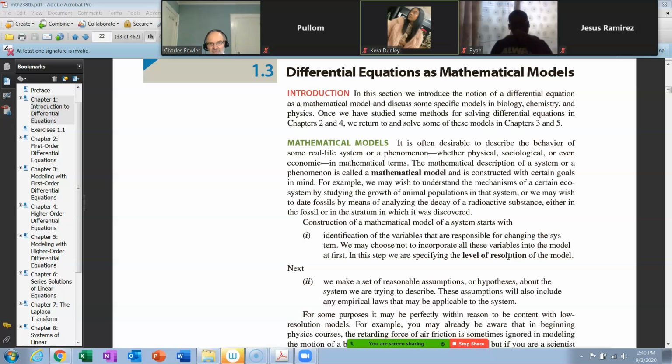but still have reasonably good resolution. Now, next we make a series of reasonable assumptions or hypotheses about the system we're trying to describe. Those assumptions will also include any empirical laws that may be applicable.